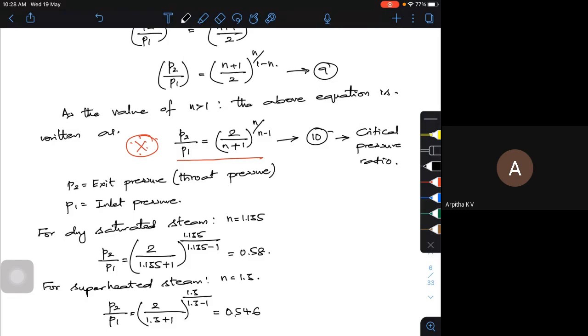Yes. You look into any textbooks, the only reason they give is that n is greater than 1. The right hand part is mathematically modified, that's it. There is no other reason. Okay, is that clear? So this is how the critical pressures and all those things are calculated.